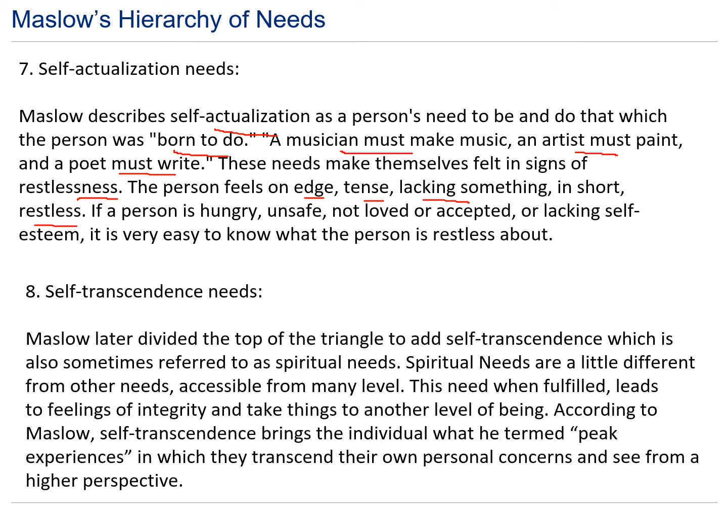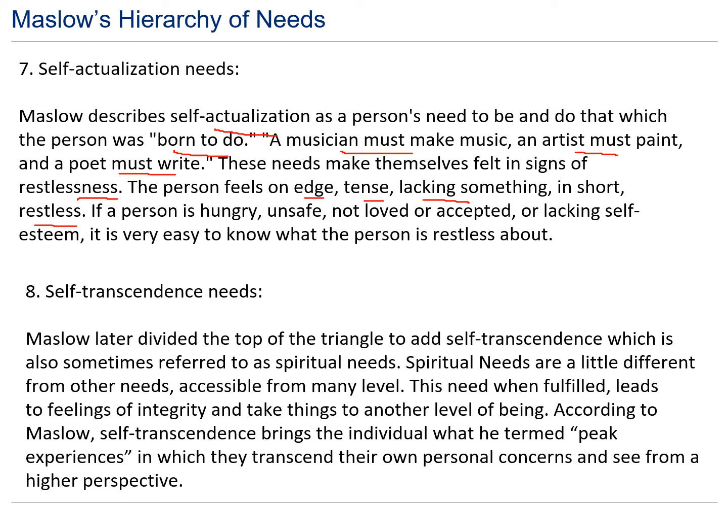Maslow describes it as something which a person must do, that the person was born to do. Like a musician must make music, a poet must write poems. And when this need is not satisfied, a person feels on edge, tense, lacking something, and in short, restless. The next need is self-transcendence need, which is the last need.